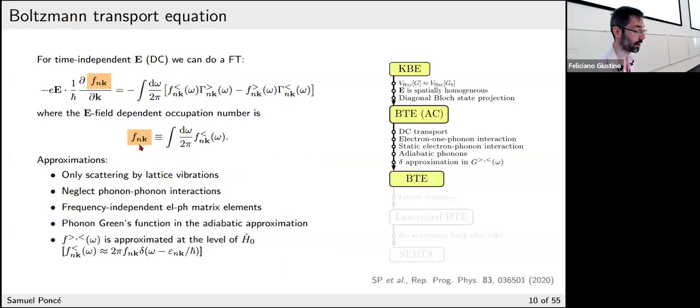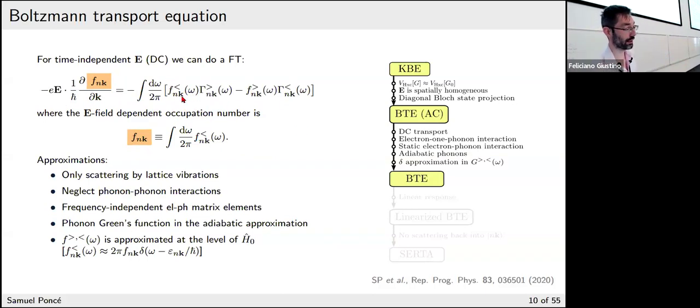And here I'm introducing yet another notation, which is this f without the lesser and greater, and this is the integral, the frequency integral of my generalized occupation function. And this gives you actually the occupation function that you are familiar with. So in a code, you will have the occupation of each state, but this will be the occupation in the presence of an external electric field.